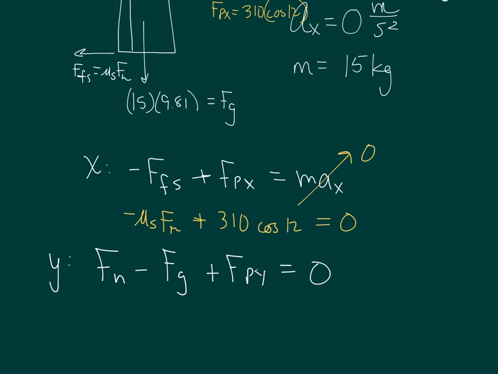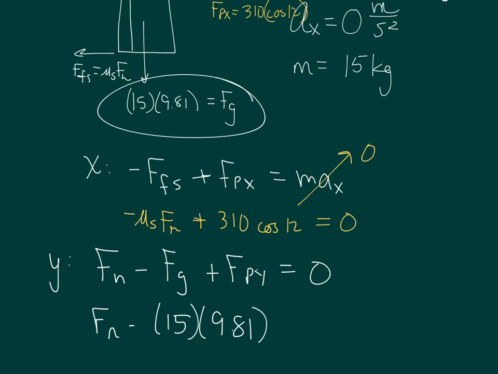So we want to take a look in the y direction. F_n is what we're looking for. F_g is mass times gravity. That's given right here. It's in our free body diagram. We drew it earlier. F_py we wrote down as 310 sine 12 degrees. So as a result, you could solve for F_n by adding 15 times 9.81 to the right, subtracting 310 sine 12 to the right, get F_n in the y direction, plug F_n in the x direction, and solve for mu s. Solve for mu s.